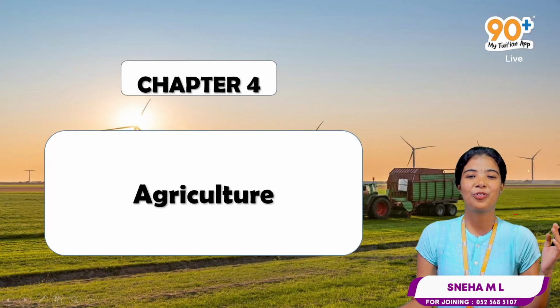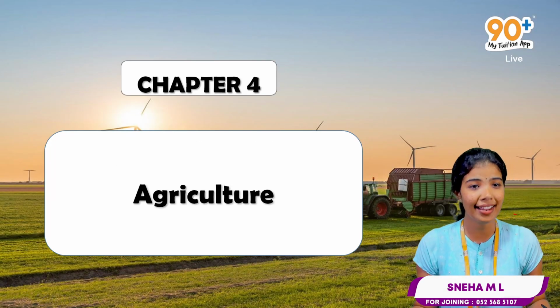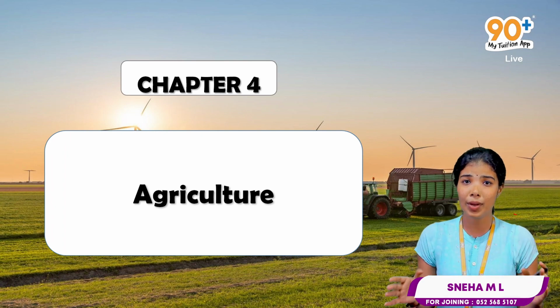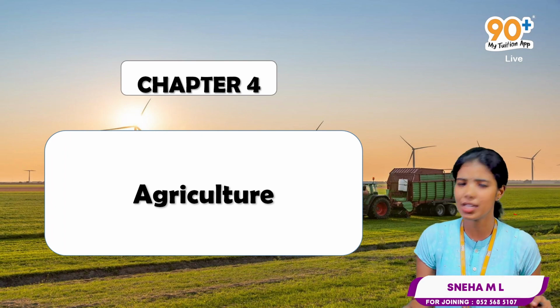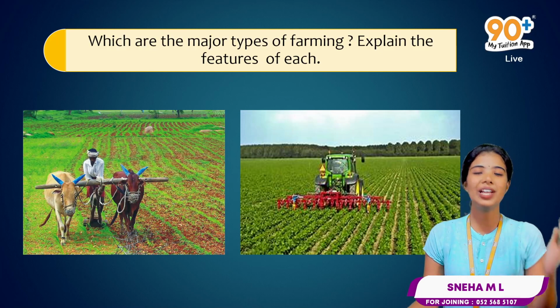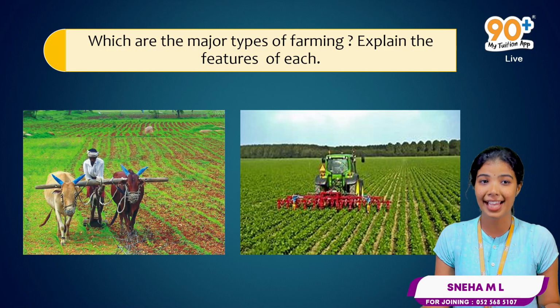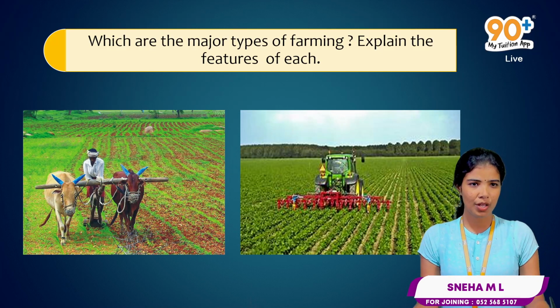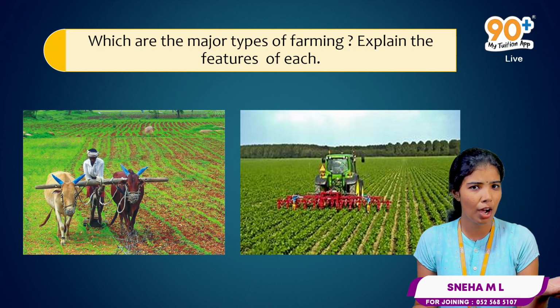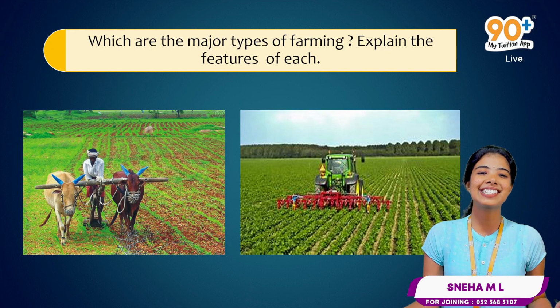Yes, so we are going to discuss chapter 4, Agriculture, and three major questions we are going to discuss. The first one is, which are the major types of farming? Explain the features of each. So, which are the major types of farming that we follow in India? Let's get into the answer.